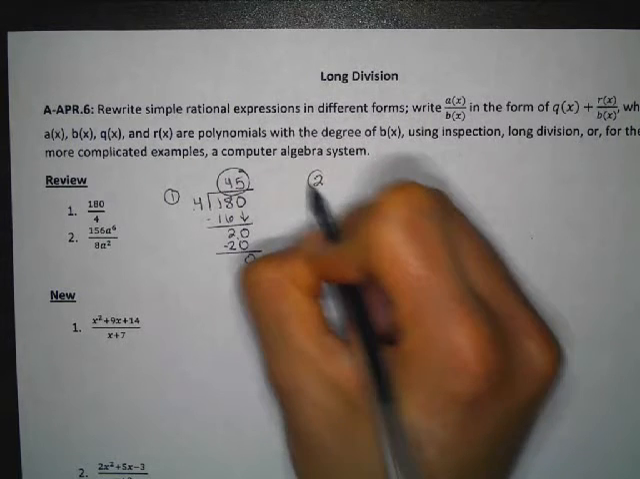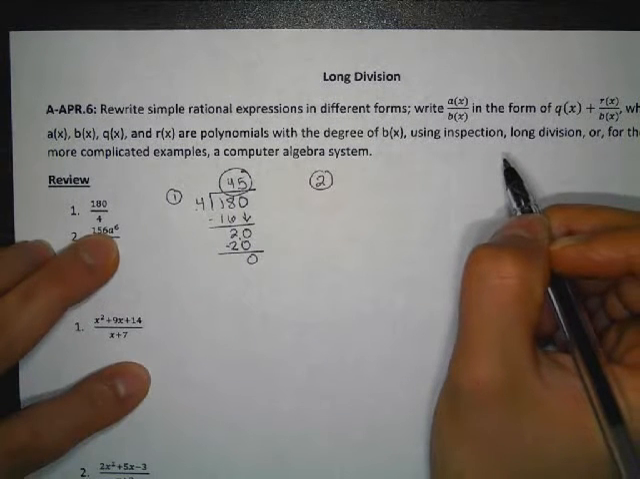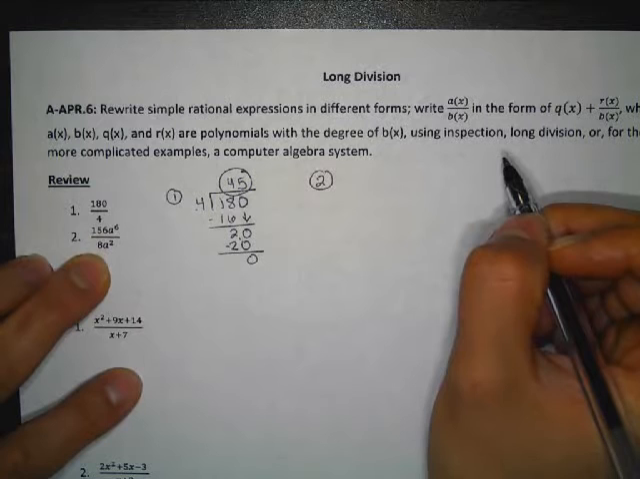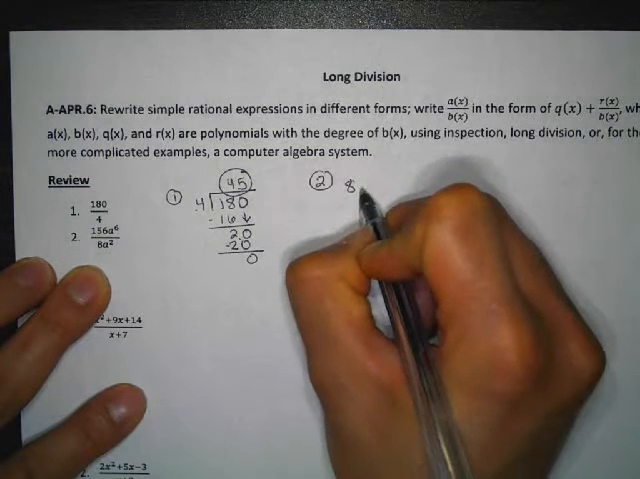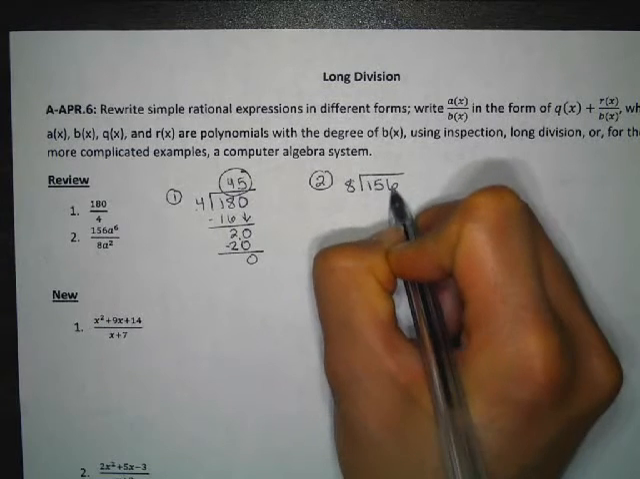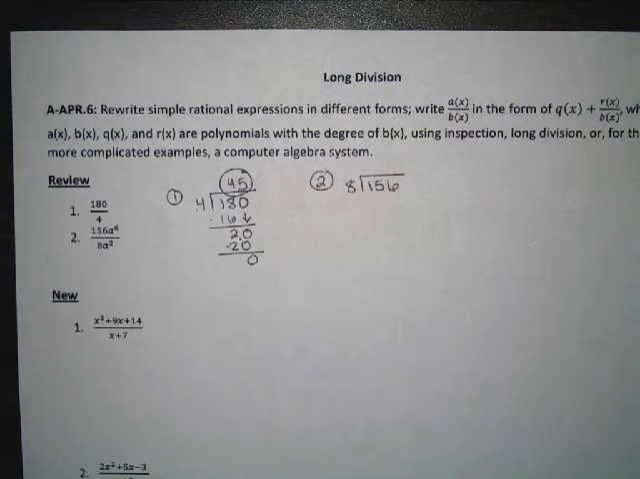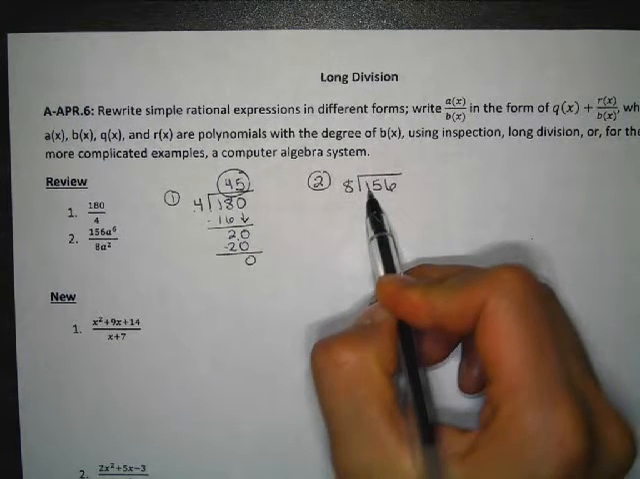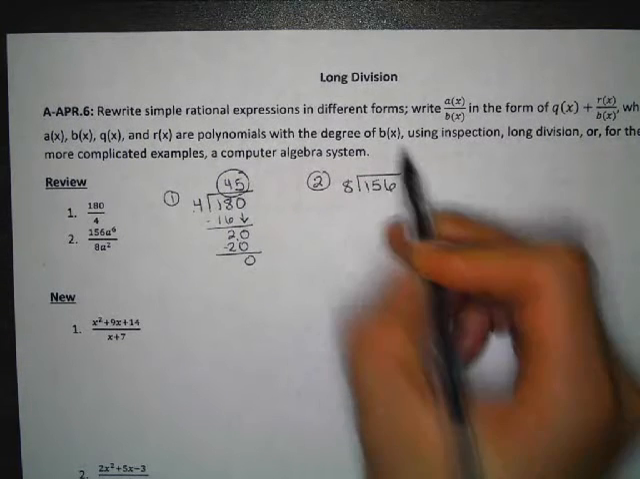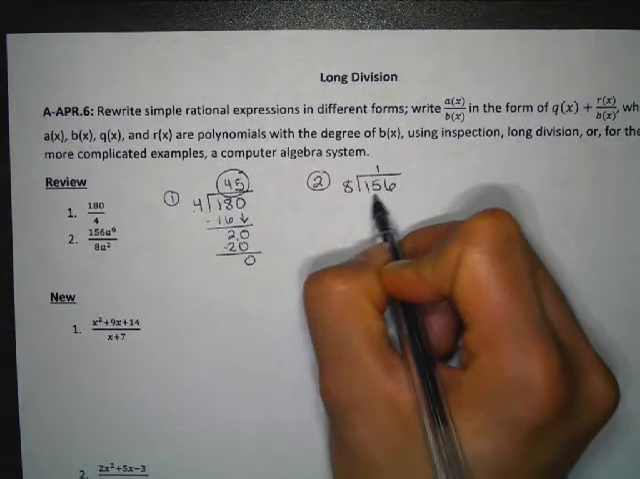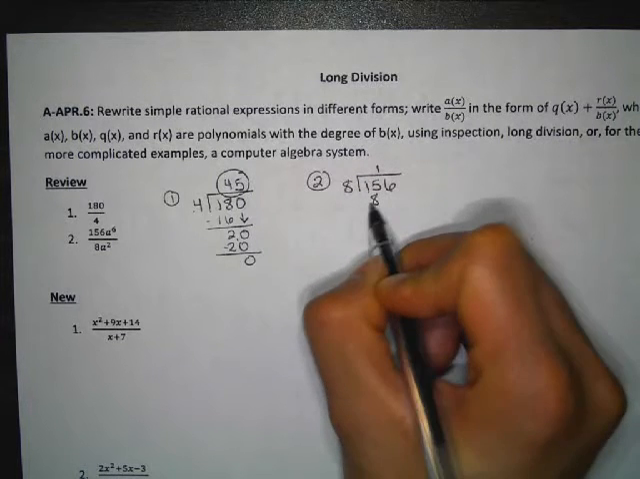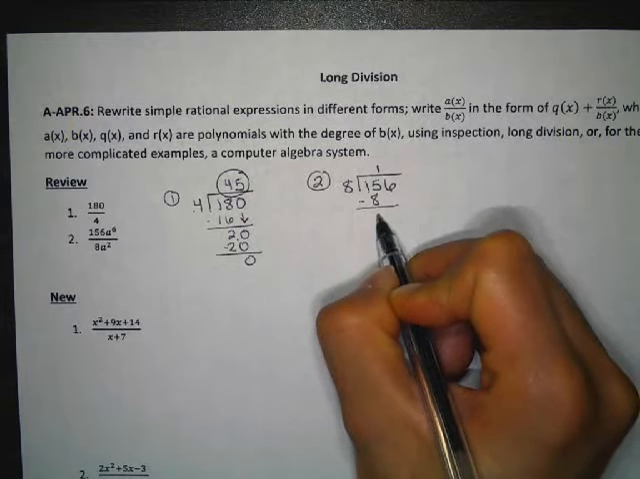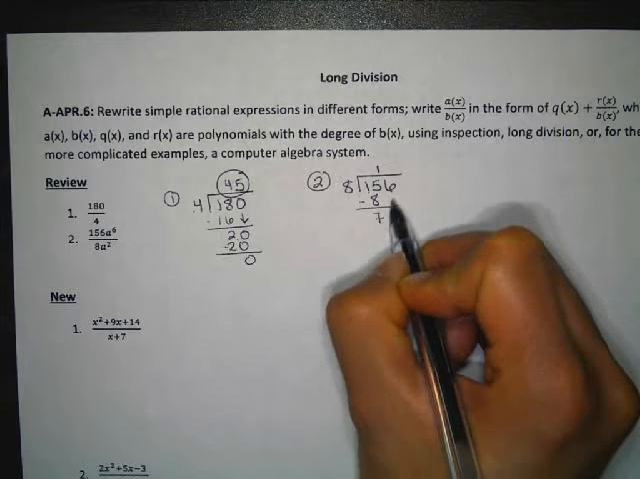Alright, number 2 here, we have 156a to the 6th divided by 8a squared. Now we're just going to take care of the numbers here, the constants. So we have 8 into 156. So we'll start again from the left. Does 8 go into 1? Nope. But 8 does go into 15 one time. 8 times 1, or 1 times 8 is 8, which leaves us with a remainder of 7.